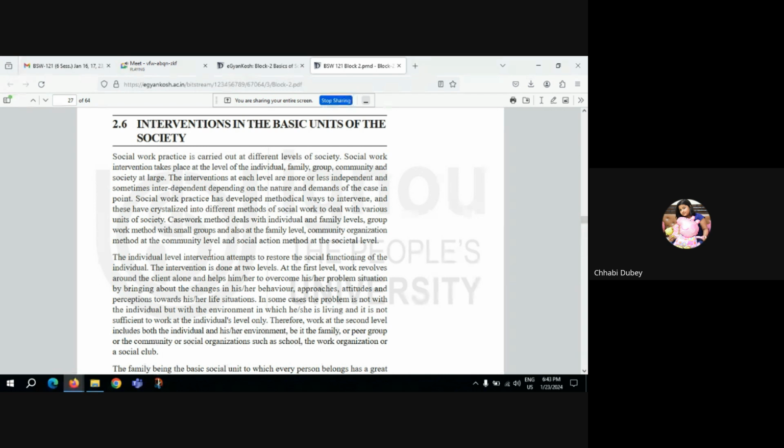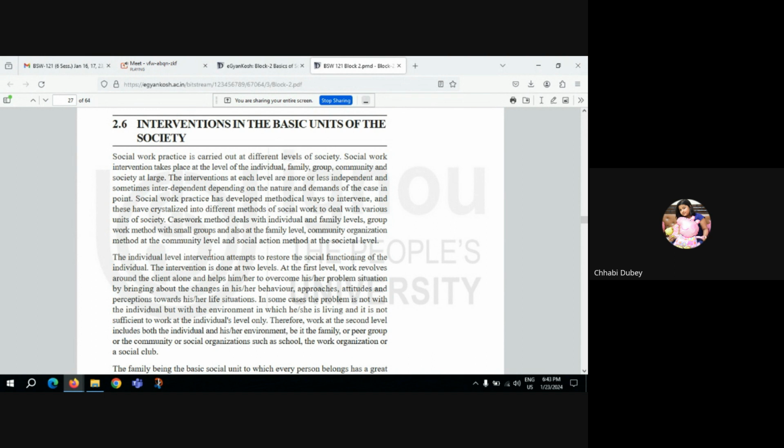Now, the individual level intervention attempts to restore the social functioning of the individual. So, we as social workers, social case workers, would try to restore the social functioning of the individual, the way he or she works as a member of the society. We can help or assist him in overcoming the problem situation by bringing about changes in their behavior, in their approach and attitudes, and their perception towards their life situations.